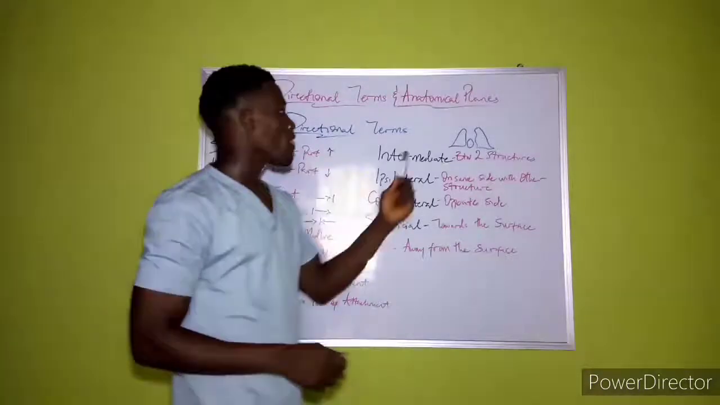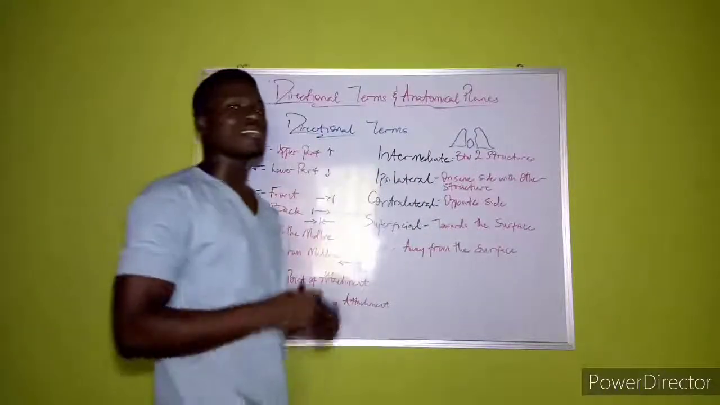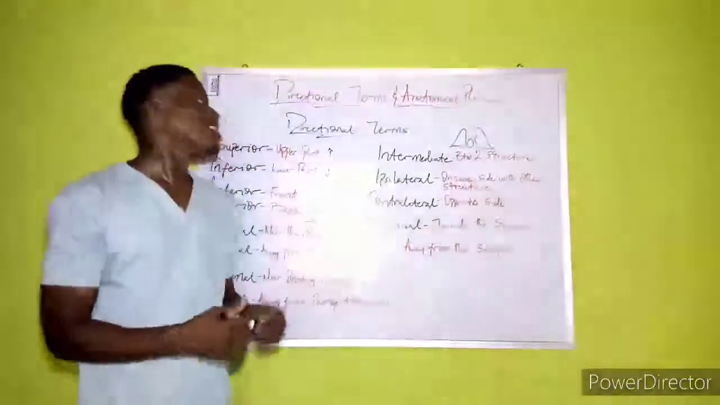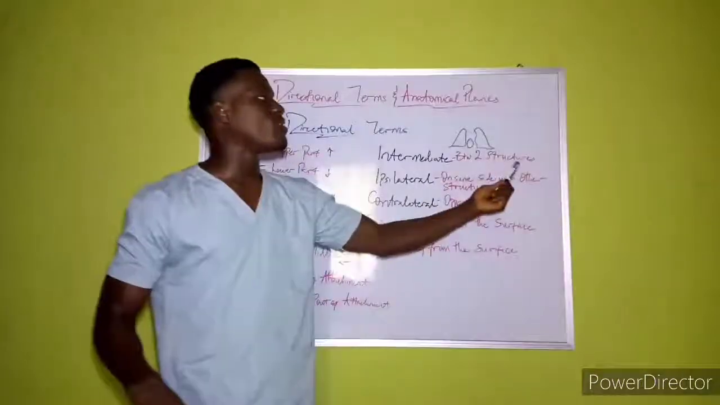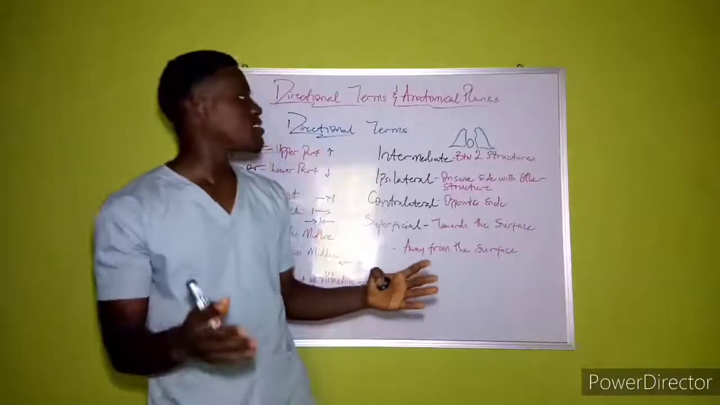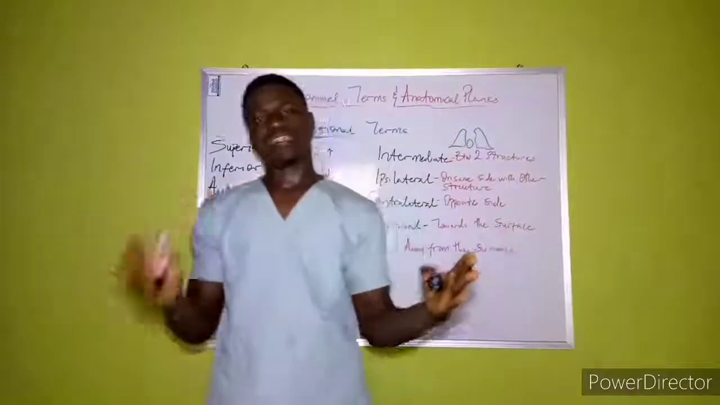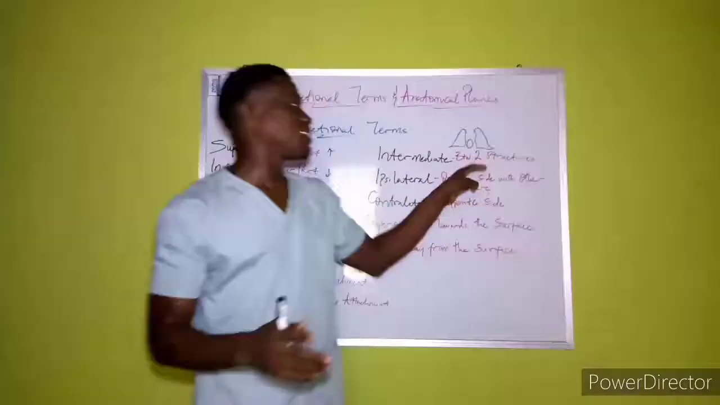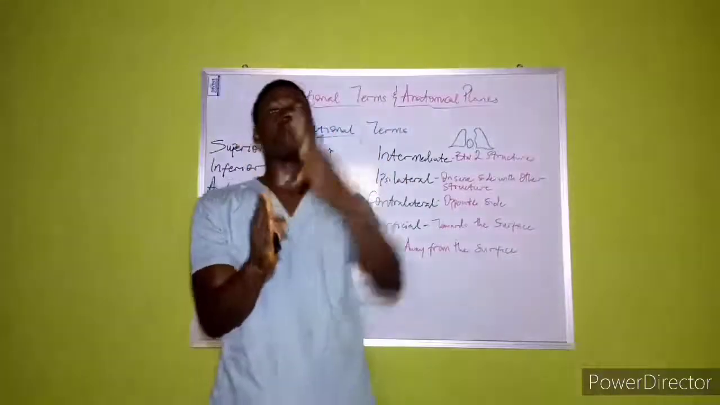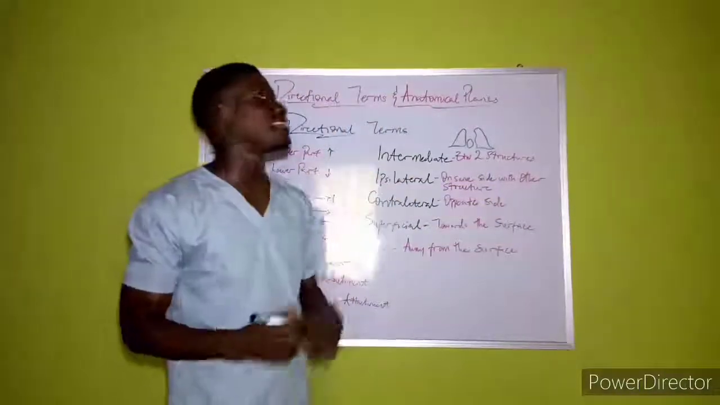So the next anatomical term which we'll talk about now is intermediate. Intermediate simply means that when a structure or an organ is intermediate to other organs, it lies between two organs. It is in between two organs. That's you have one at this side and there is another one at this side. The main organ we're talking about is at the middle of those two organs.